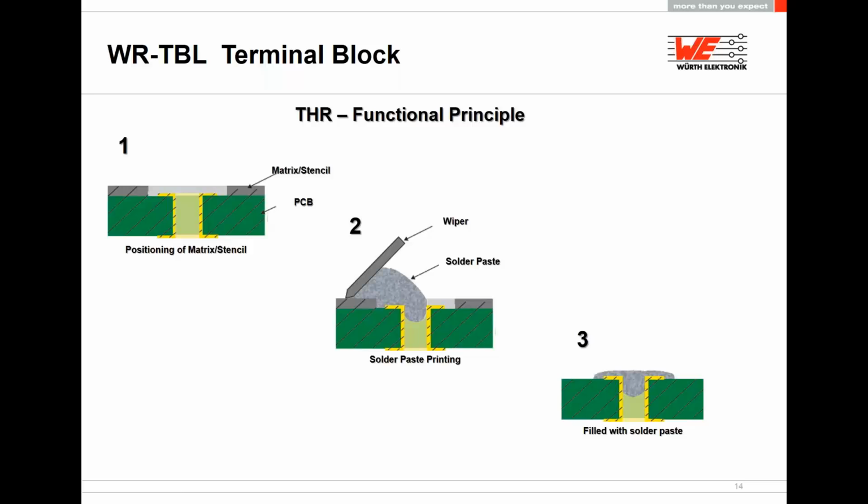The function principle of the through-hole reflow. You have the PCB and you position the stencil on top of it. Then you put the solder paste on the board as point number 2. On the third point, you use a wiper or squeegee to spread the paste on the board through the vias.